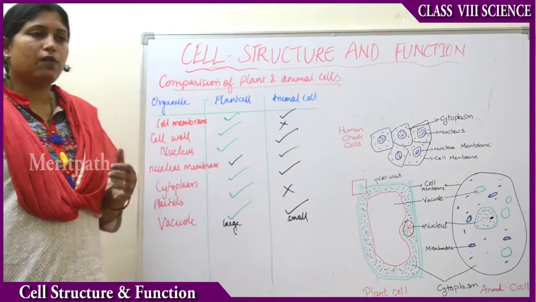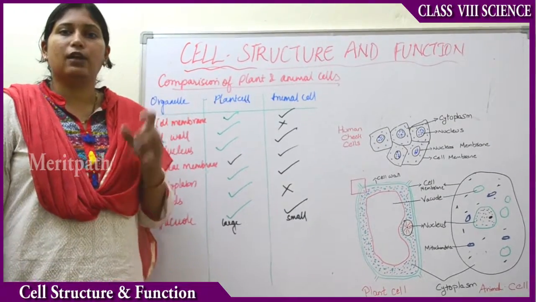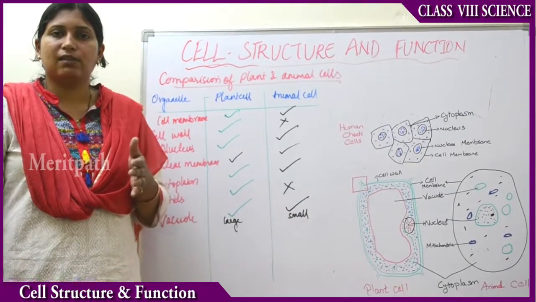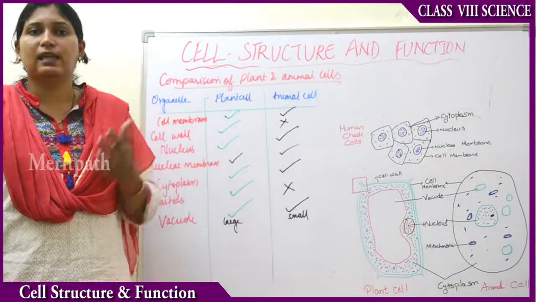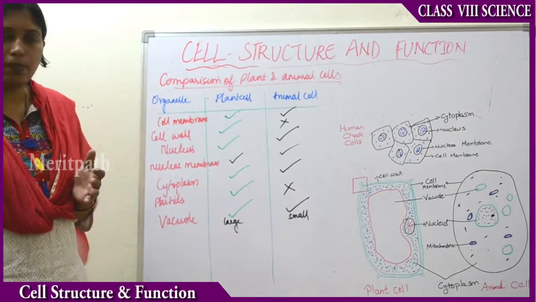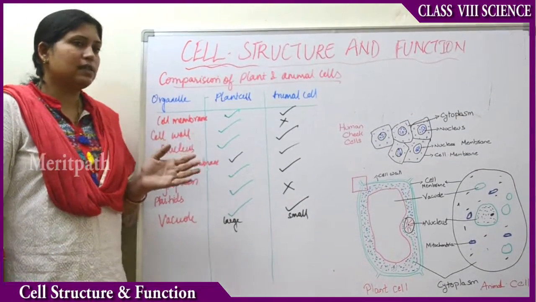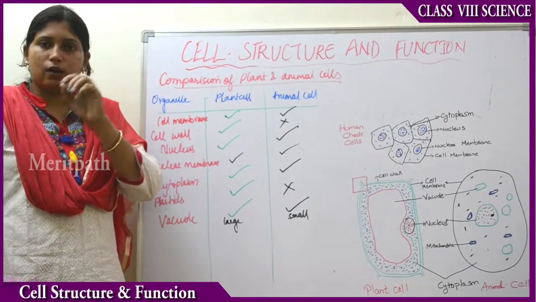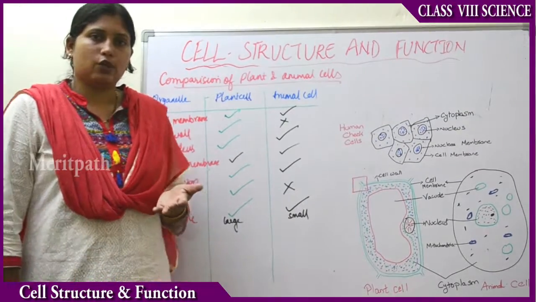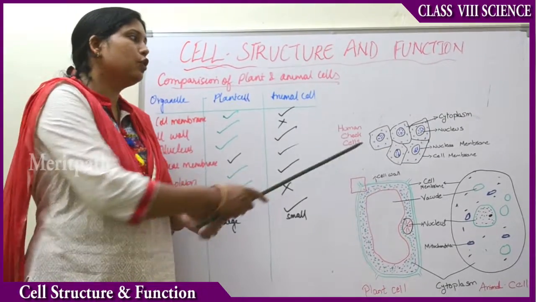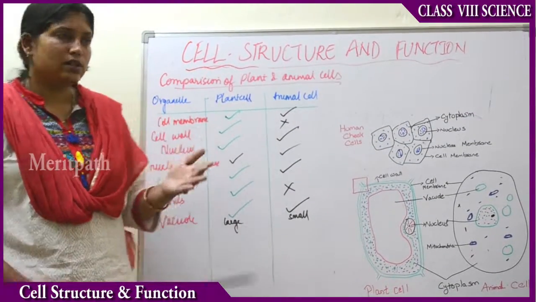And we can observe any plant cell under a microscope whenever it is stained with green blue. For example, onion peel cells can be easily observed under a microscope. And human cheek cells: if you scrape the inner side of your cheek very gently with a spoon and observe it under a microscope, then you can clearly see the human cheek cells also. So this is about the chapter.